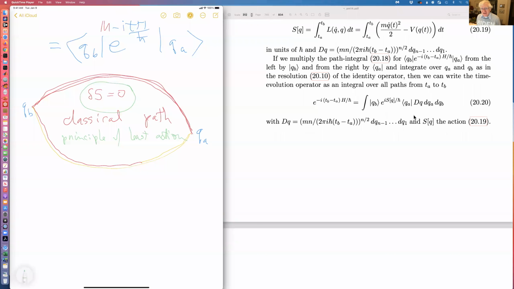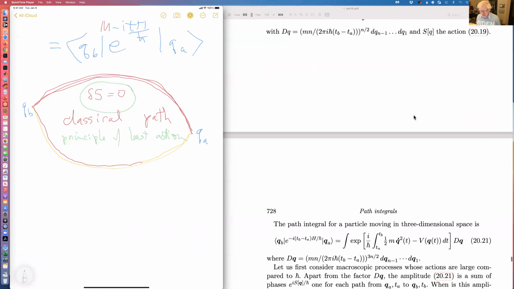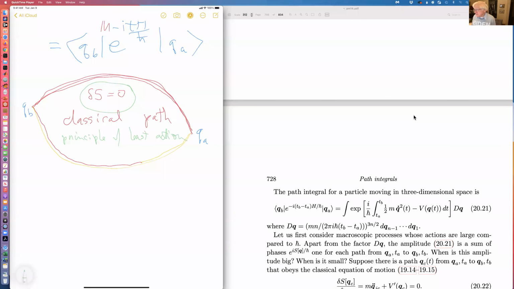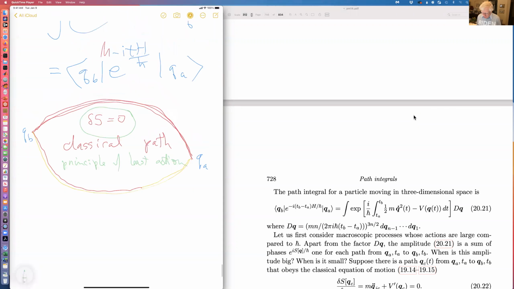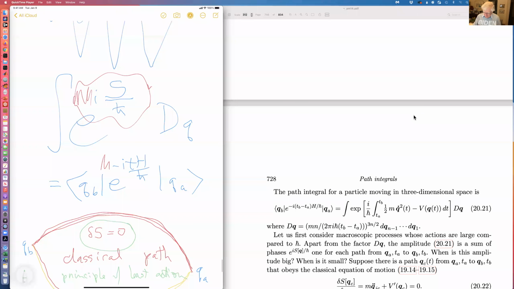however that may be, what you see is that classical physics follows from quantum mechanics because if the action varies along a given trajectory, that trajectory will not contribute substantially to the amplitude.